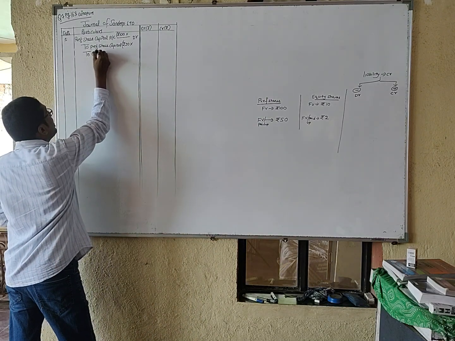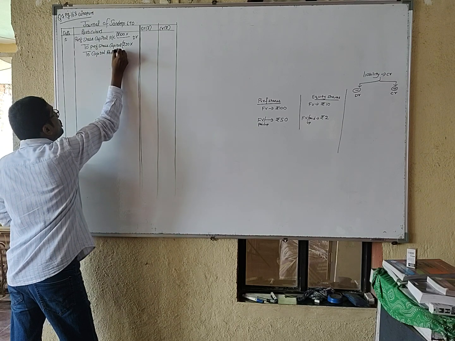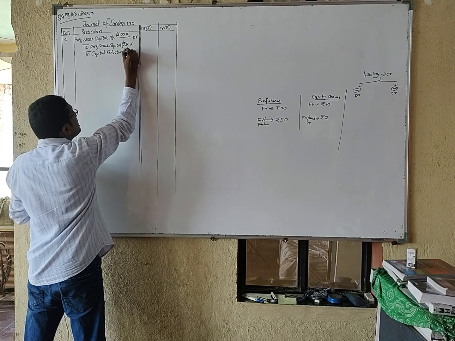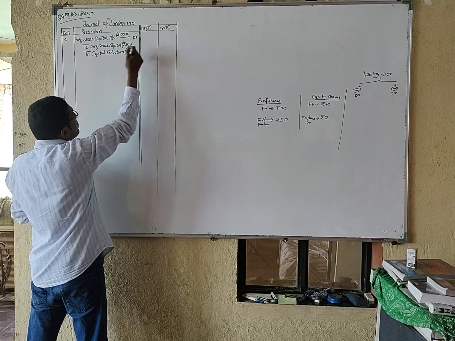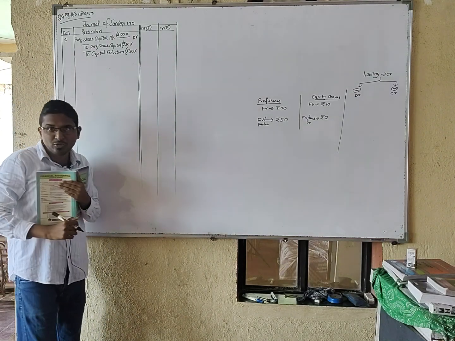So, to capital reduction account credit. How much amount? The difference. What is the difference? The amount of reduction, that amount we have to send to capital reduction. A 50 rupee reduction, so that is a profit. Are you getting it, students?